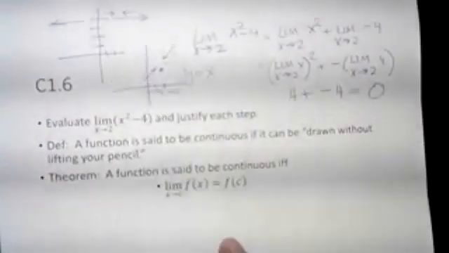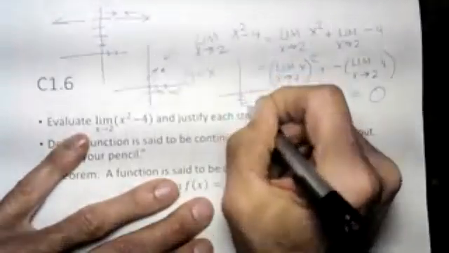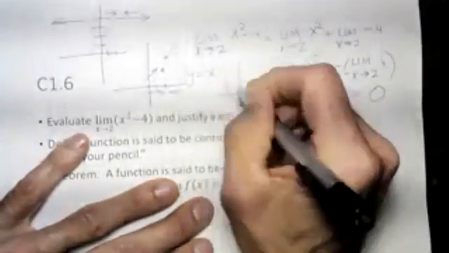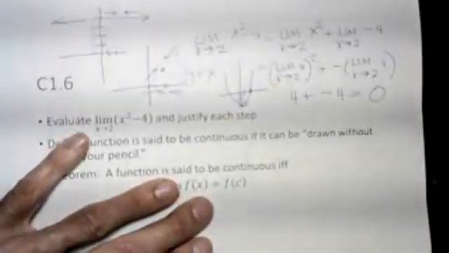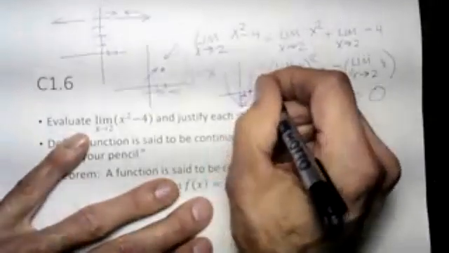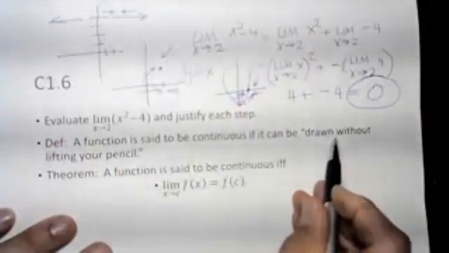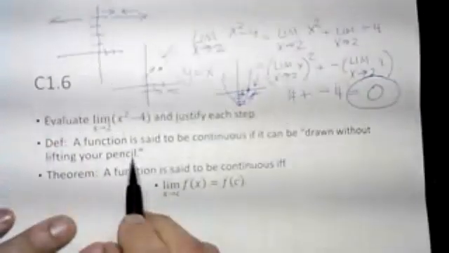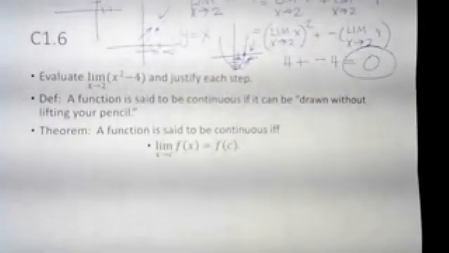And if you want to double check yourself, is that really the correct answer? Well, x squared minus 4, I'm running out of room up here, but isn't x squared minus 4 simply a parabola like this, right? Hits the x-axis at 2. So when I approach 2, aren't I approaching 0? Yeah, works, okay? A function is said to be continuous if it can be drawn without lifting your pencil. That is definitely not the mathematical definition, okay? But it makes a lot of sense. It is said to be continuous if it can be drawn without lifting your pencil.